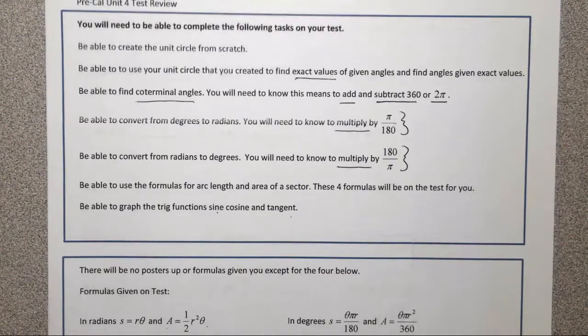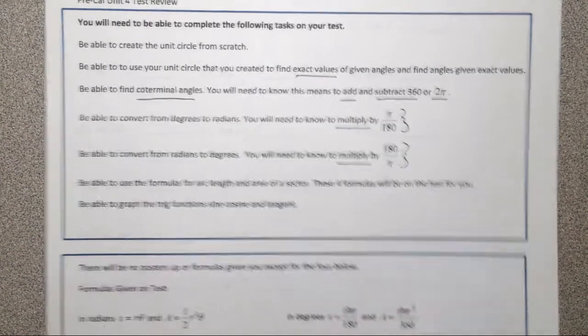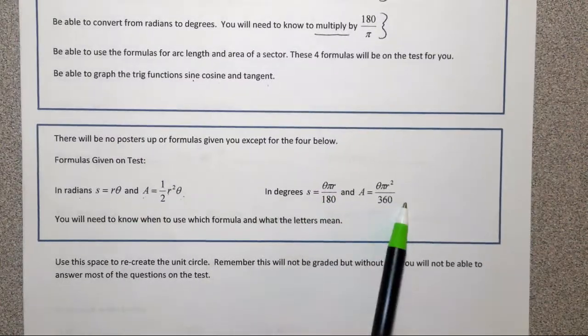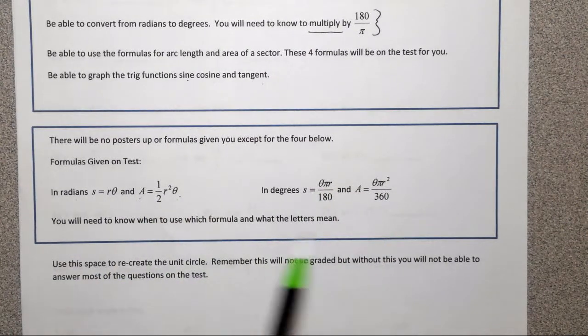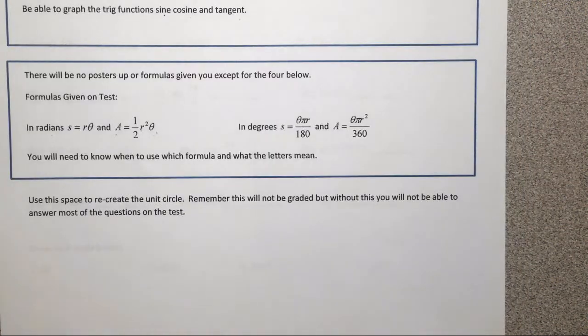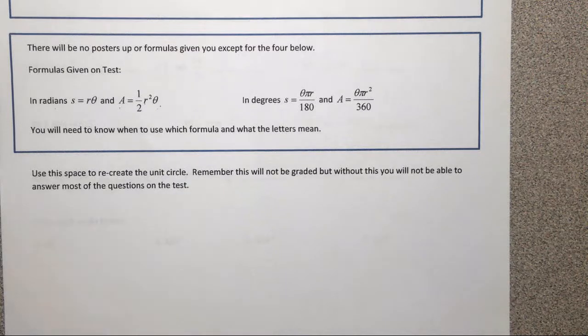So again, on the test, you need to know everything up here on your own, and then I will be giving you these 4 formulas, but you have to know what all the letters mean. I can't tell you the day of the test. So what I would do right now is pause the video. I would use the space down here to write down your unit circle and see how well you do. Time yourself, give yourself anywhere from 5 to 6 minutes, and then pull out your unit circle and check your work.